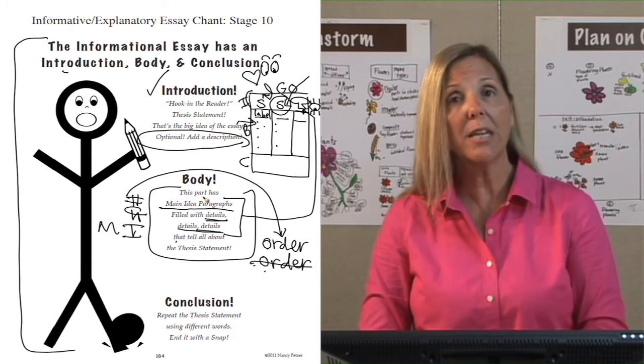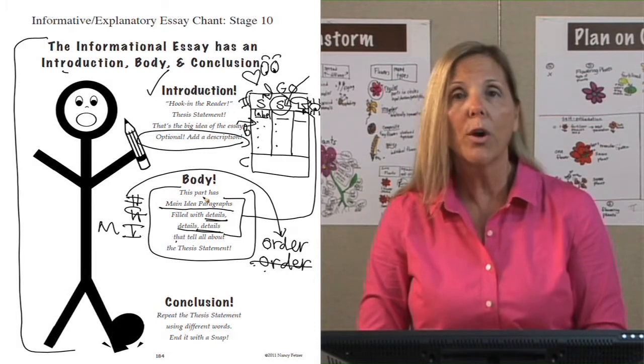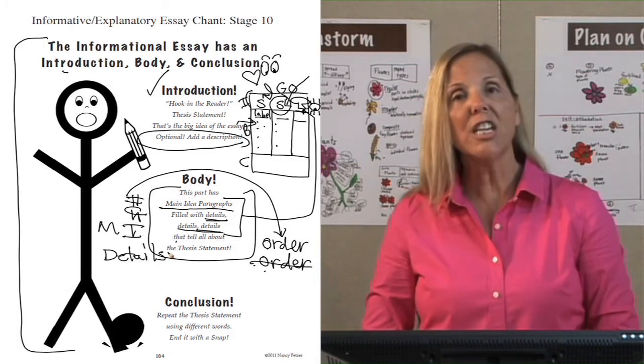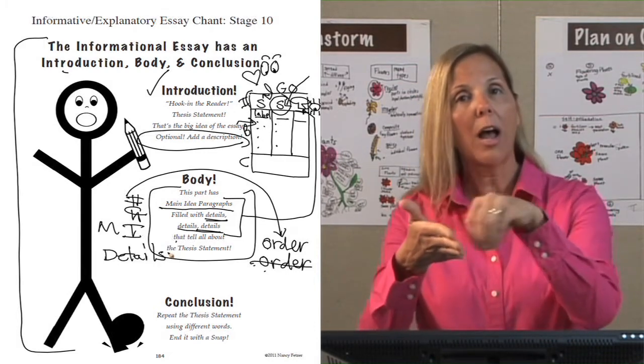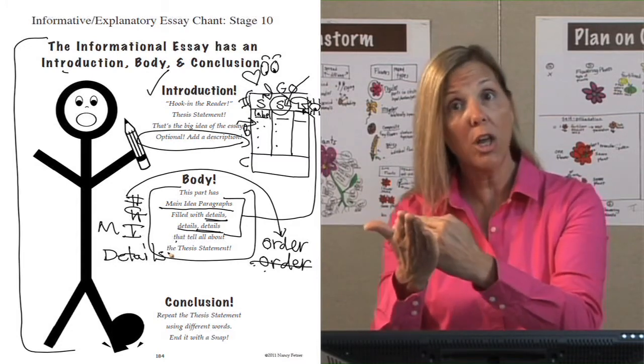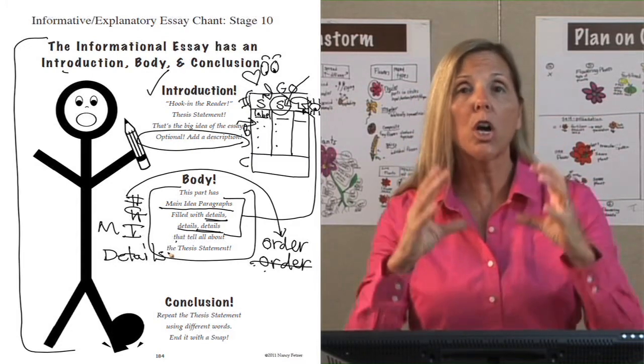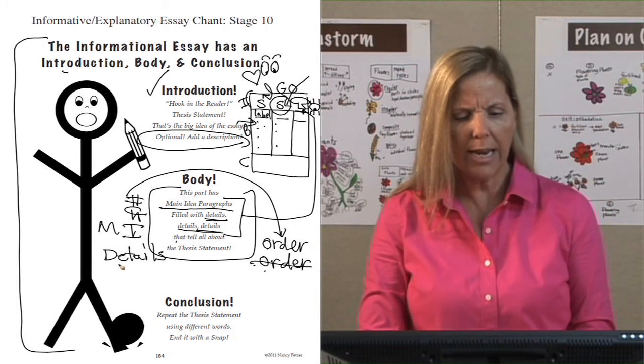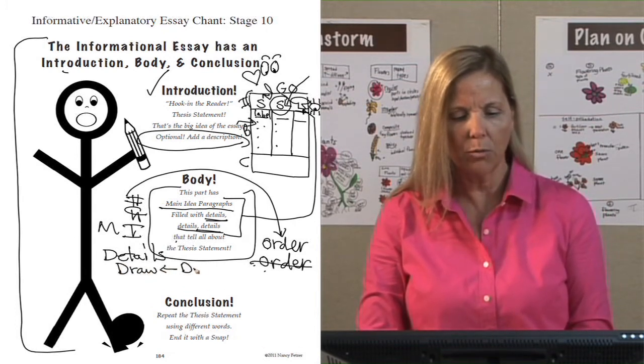Details are going to be in those main idea paragraphs. What do we need for those details? The details will be describe, list and draw, and back it up. Those are our choices of details. We say draw. Oh, that means that we have to write a description for our details.